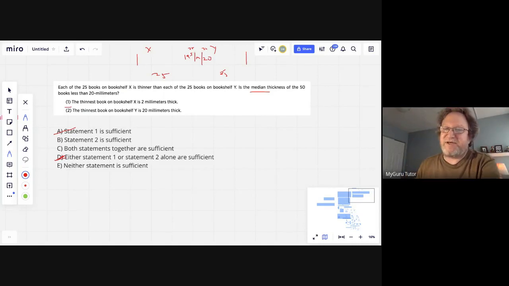That's going to give us enough information right there, because the median of those two can't possibly be 20. It has to be less, right? The only way the median could be equal would be if the largest book on shelf X were 20, but that's impossible because all of the books on shelf X are thinner. So because of that, statement 2 is the right answer. All right. So again, for word problems, identifying the concept and drawing things out can be extremely useful.